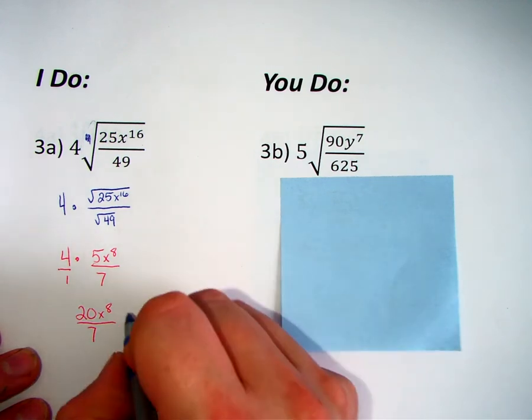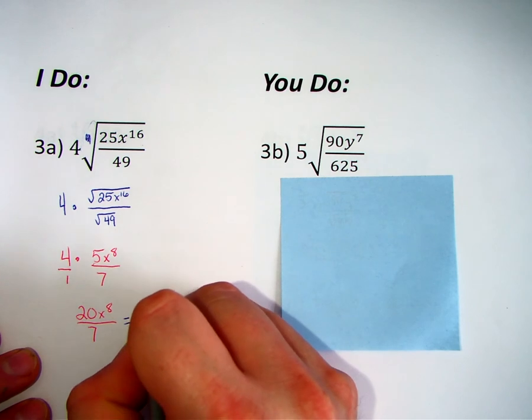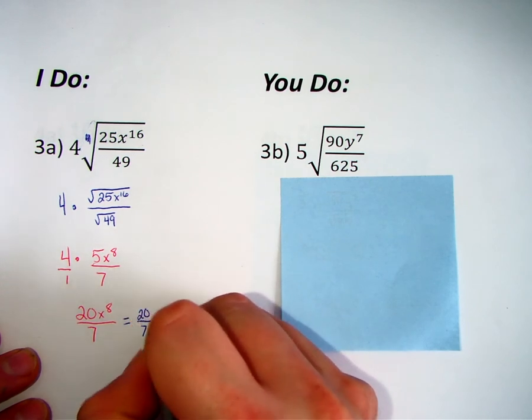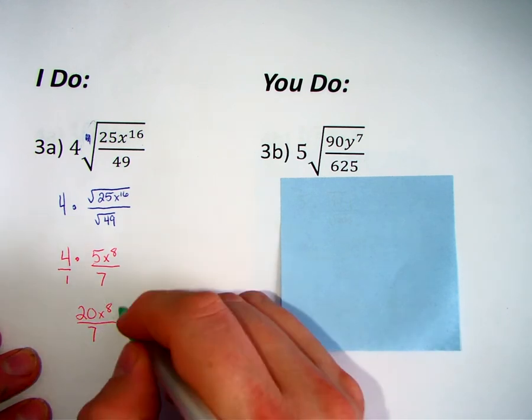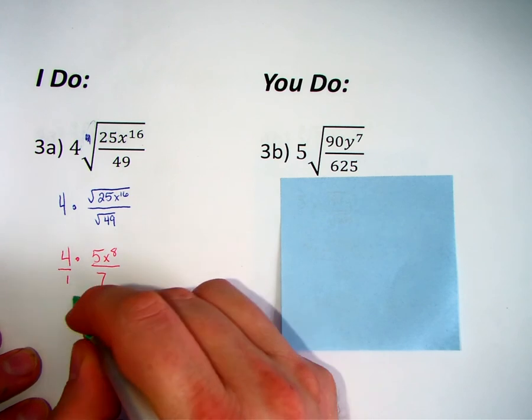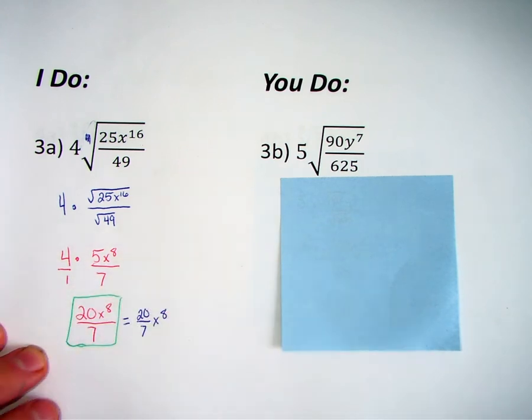I will also take 20 over 7 x to the 8th power. Generally, it is probably going to be more common for you to just see it simplified in this fashion. Go ahead and pause the video again, taking note that the next problem is 5 times the root of 90y to the 7th over 625.